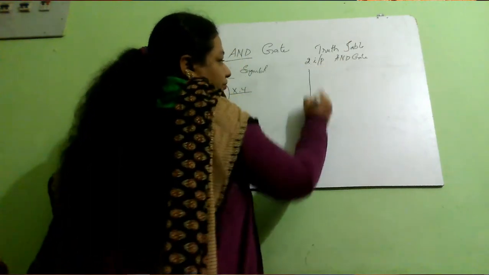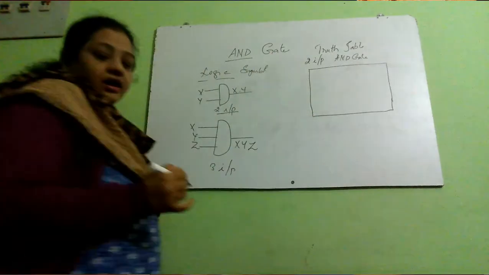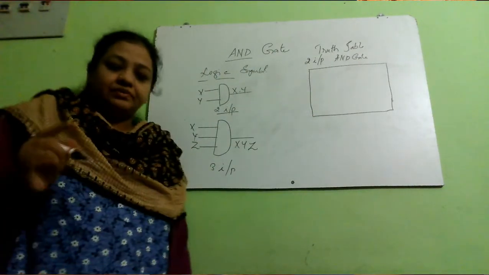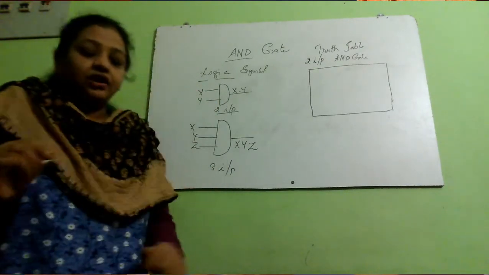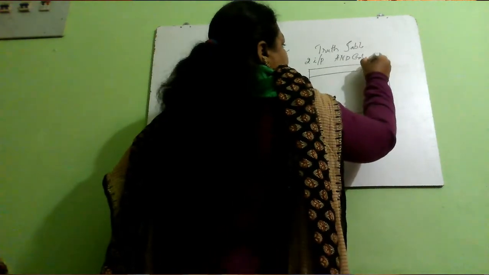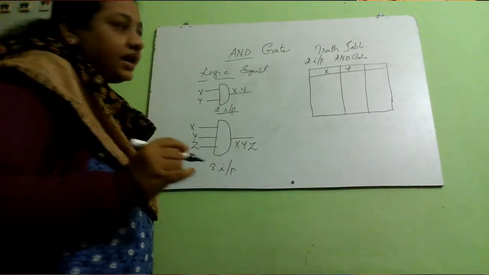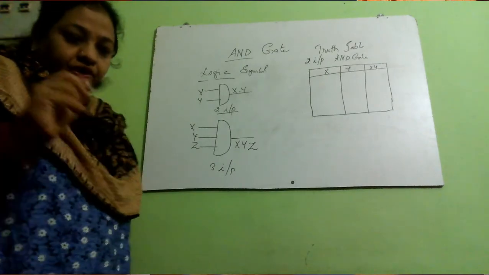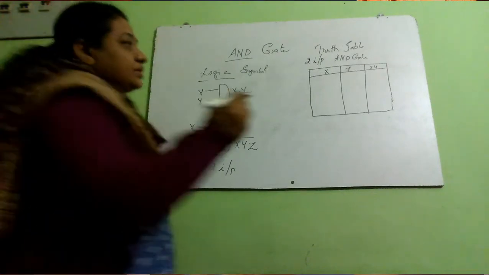So this is the logic symbol of the AND gate. Here we have a two input AND gate, and then here we have a three input AND gate. Let us write the truth table for the same. A truth table is a table, a collection of rows and columns, which represents all possible inputs and all possible outputs that can be given and obtained.